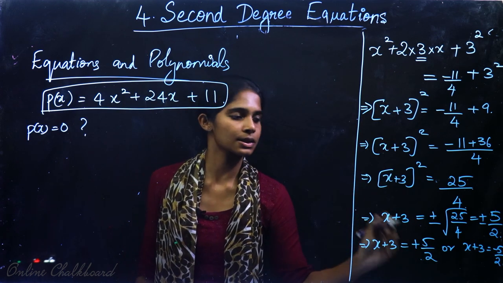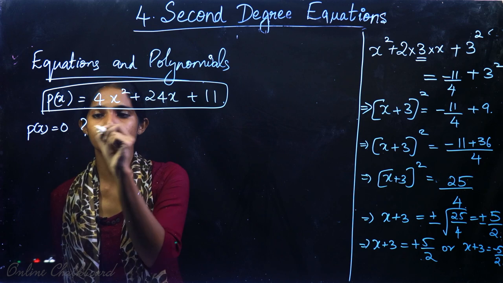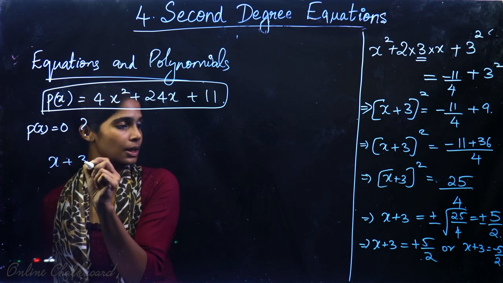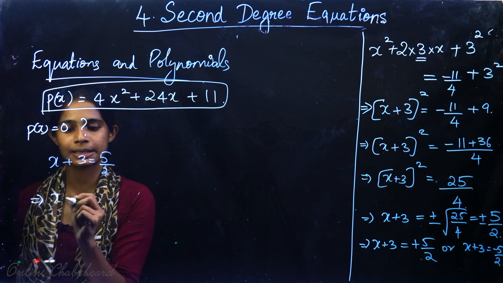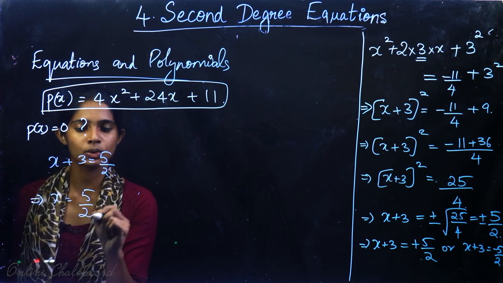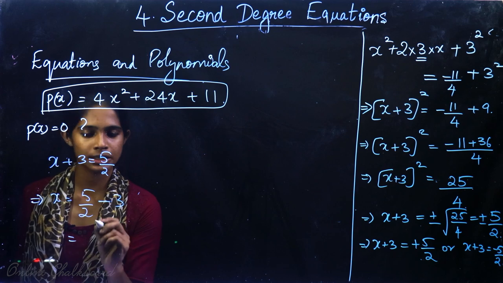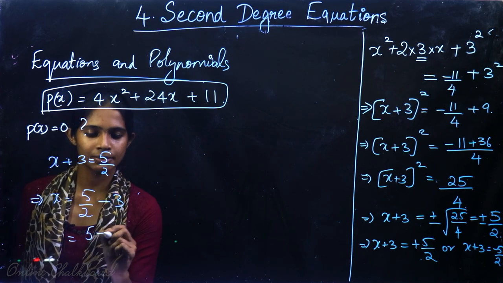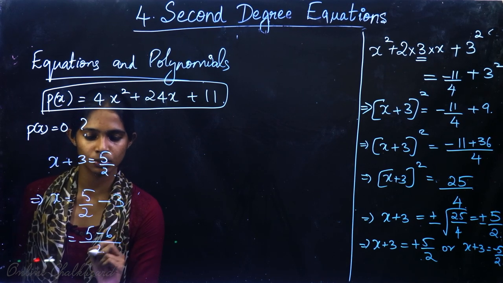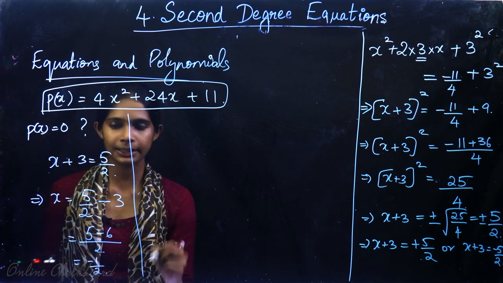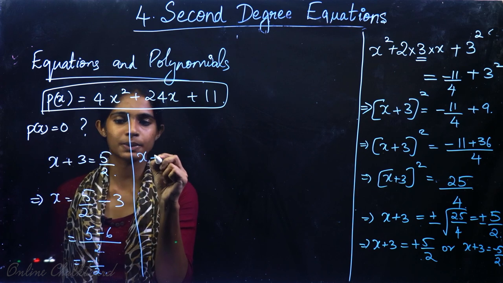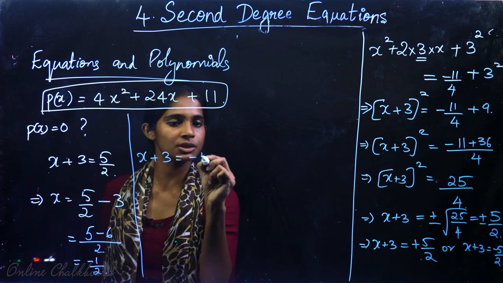So, we have two cases. First, x plus 3 is equal to plus 5 by 2. Then we can say that x is equal to 5 by 2 minus 3, which is 5 minus 6 by 2, that is minus 1 by 2. Second case, x plus 3 is equal to minus 5 by 2.